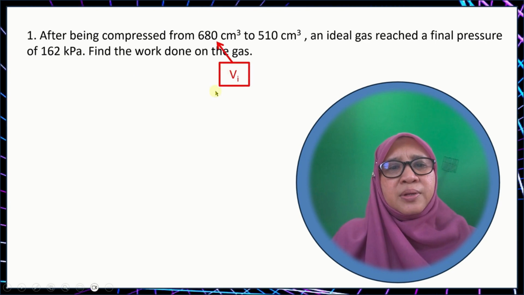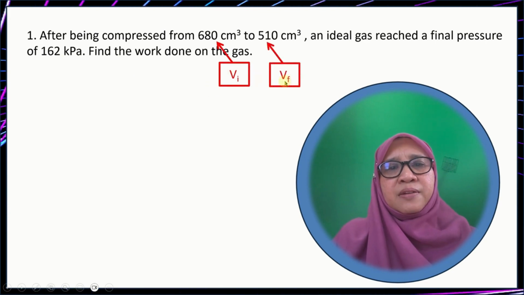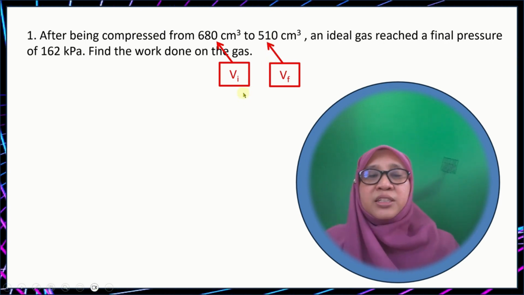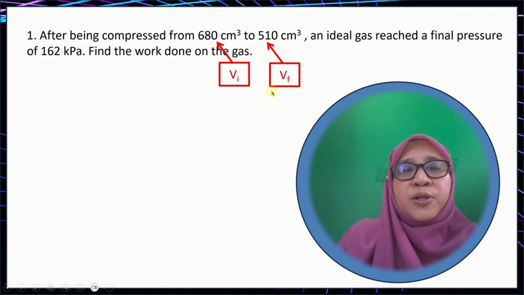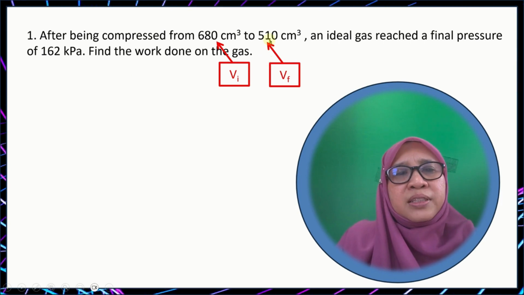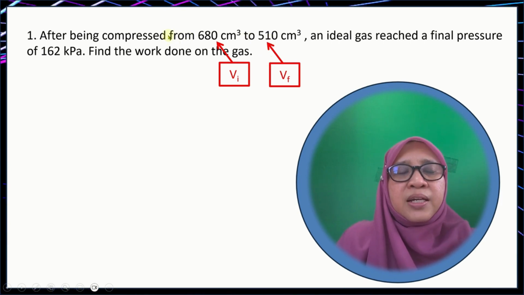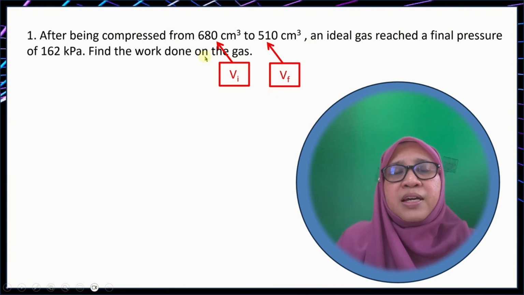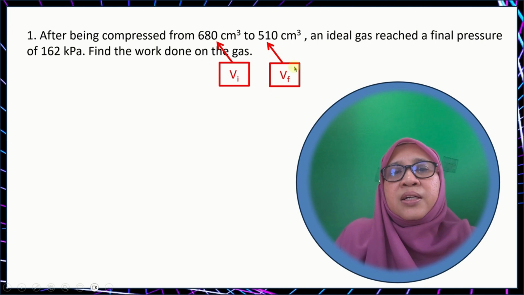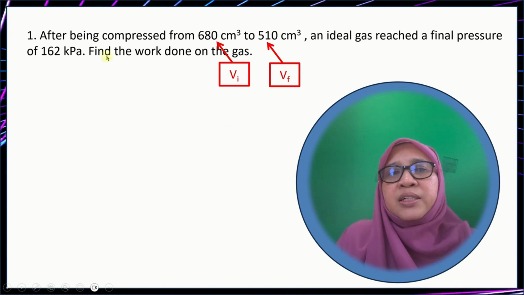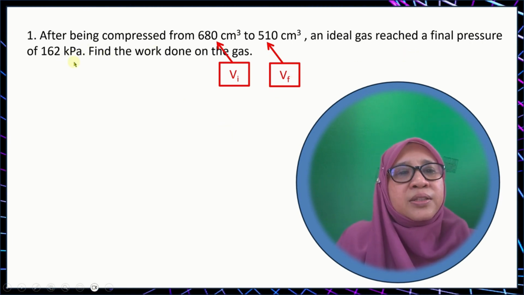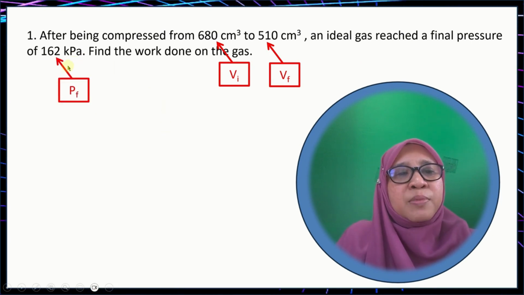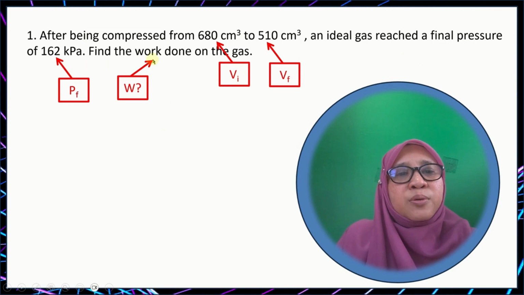In this question, you are given the initial volume and final volume. The volume is decreasing, so this means the gas is compressed. That means the work is done on the gas, and you should get a negative final result. The final pressure is 162 kilopascal, which we label as PF. We are going to find the work done.